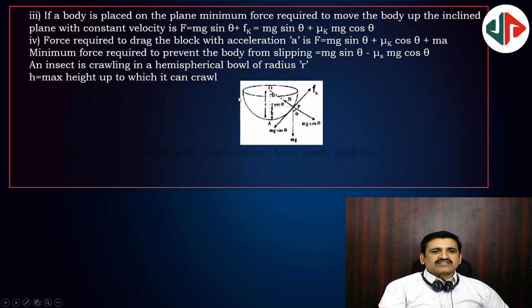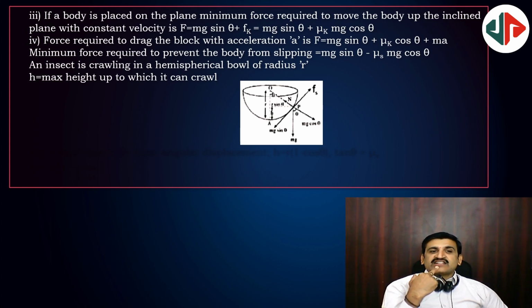This is the previous case only. I think the fourth point is this one. Force required to drag the block. This so-called cup we are going to move in the horizontal direction. Then that is F equal to mg sin theta plus mu k cos theta plus ma.